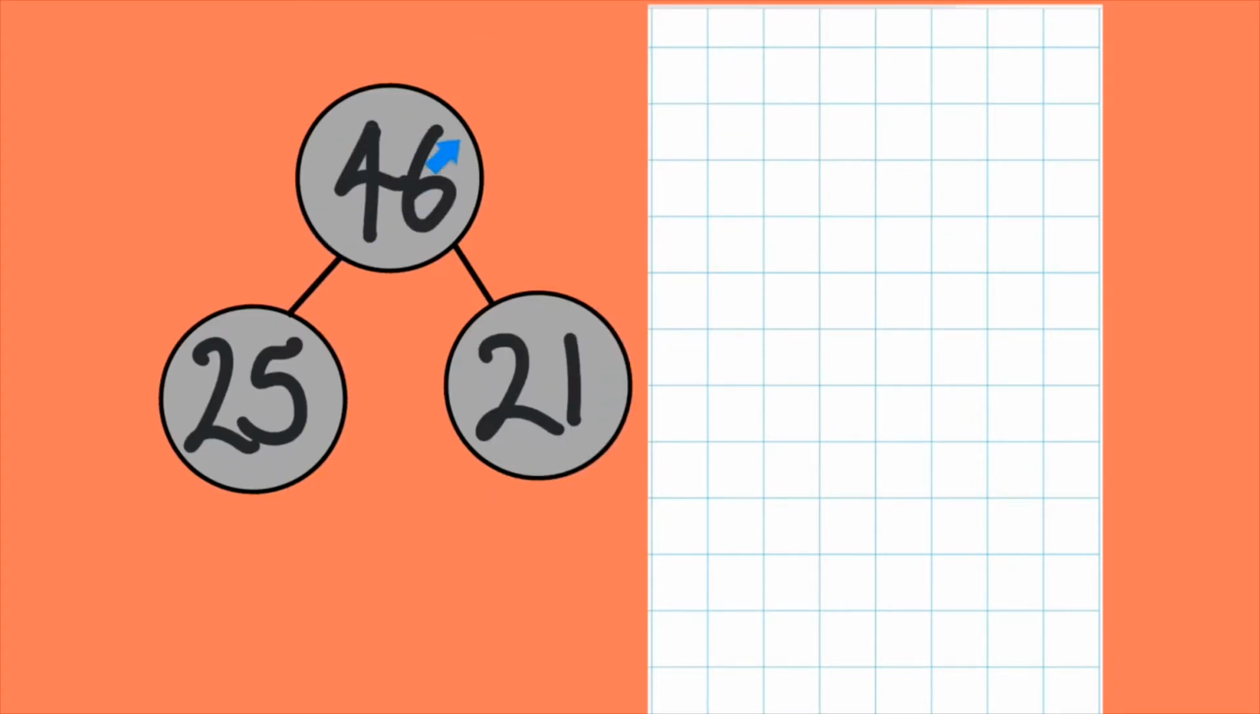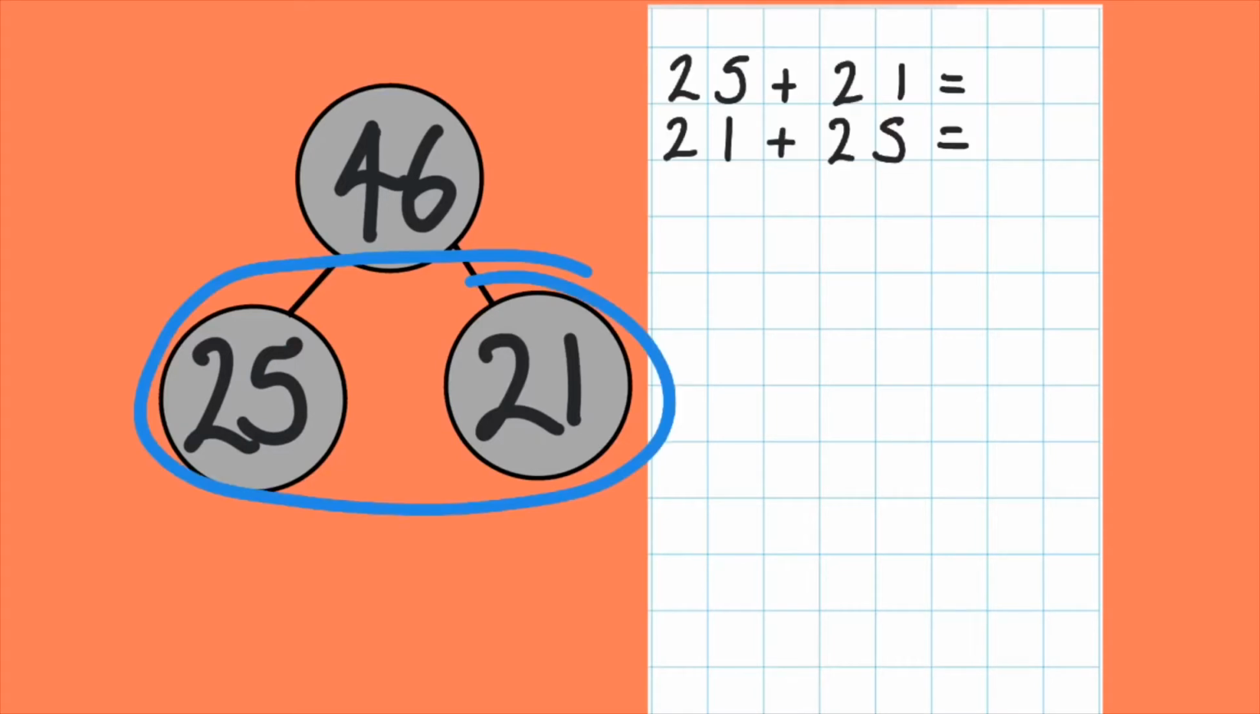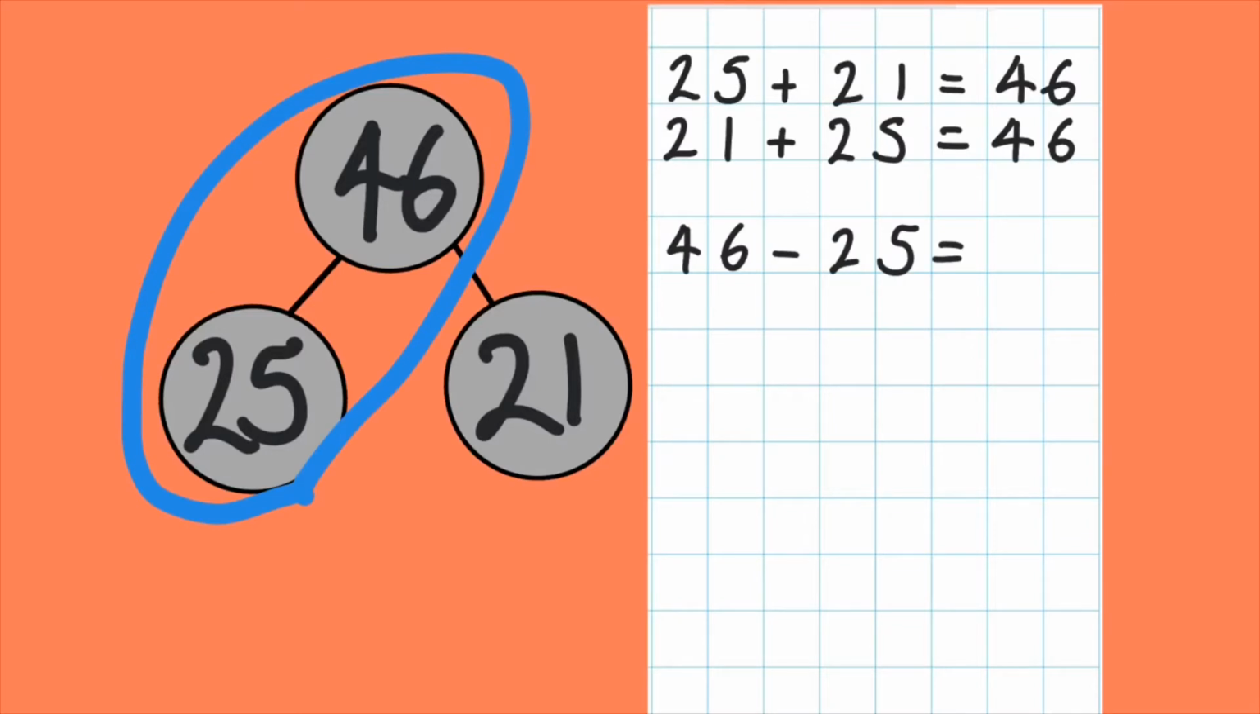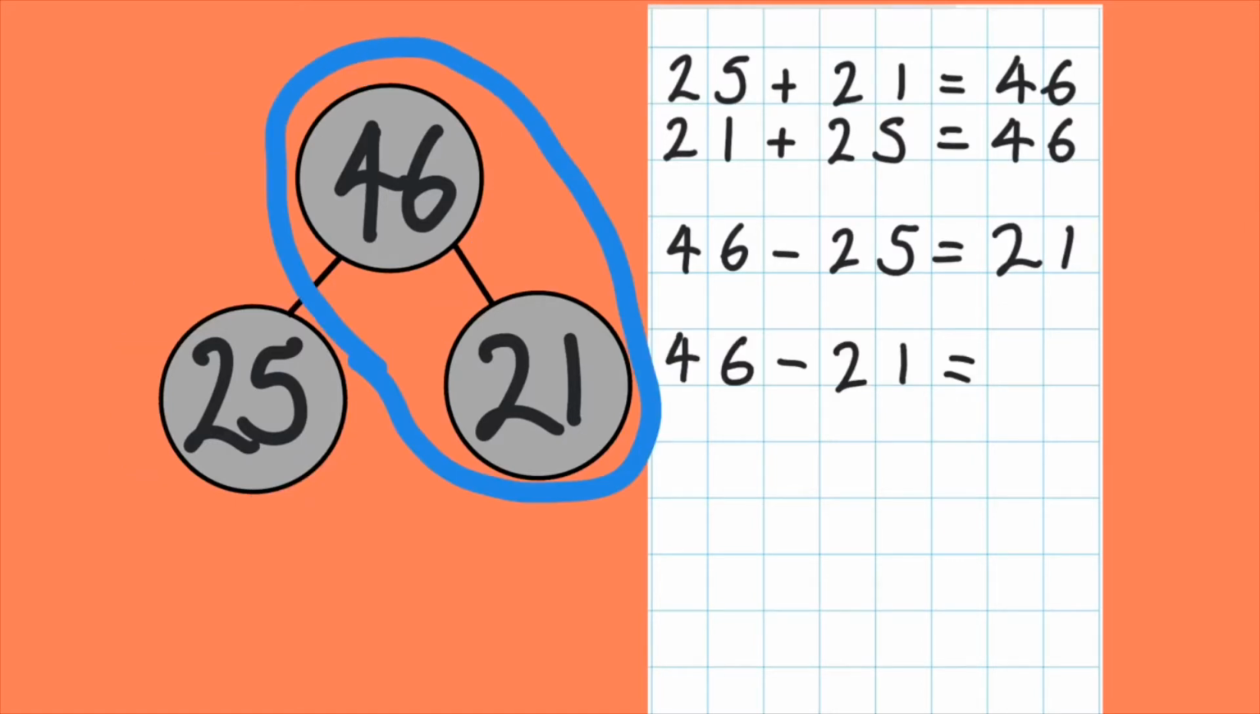In this part-part whole model we've got a 46, a 25 and a 21. This model shows us that 25 and 21 equals 46, but also 21 and 25 equal 46. It also shows us that 46 minus 25 equals 21. And it shows us that 46 minus 21 equals 25.